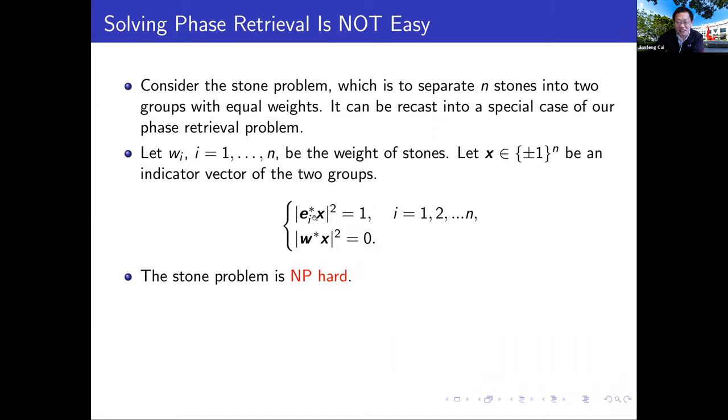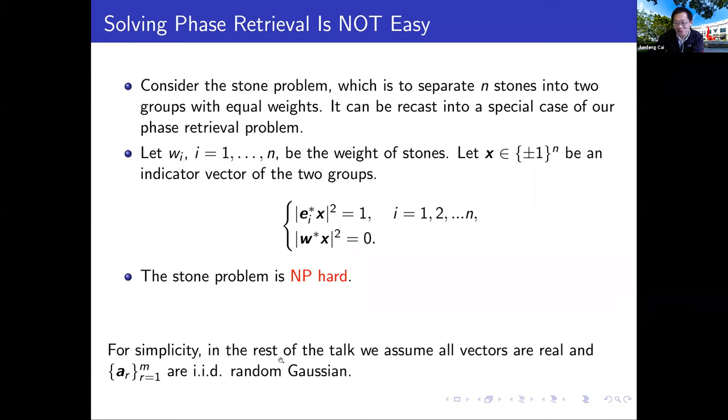Then since each entry of this X vector is plus or minus one, this e_i star X has an absolute value one. So we have N equations. Also we want the two groups to have equal weights, so let W be the vector of weights of the stones. Then W transpose X obviously should be zero. So we have N plus one quadratic equations to solve. This problem is a well-known NP-hard problem in computer science. So this shows that solving phase retrieval is not easy.